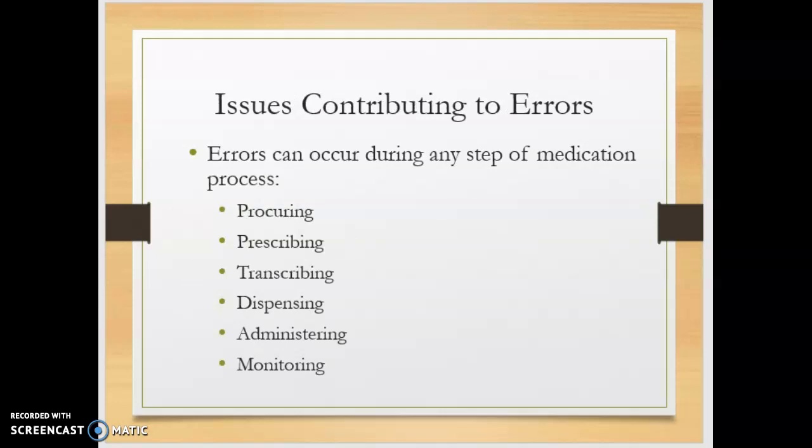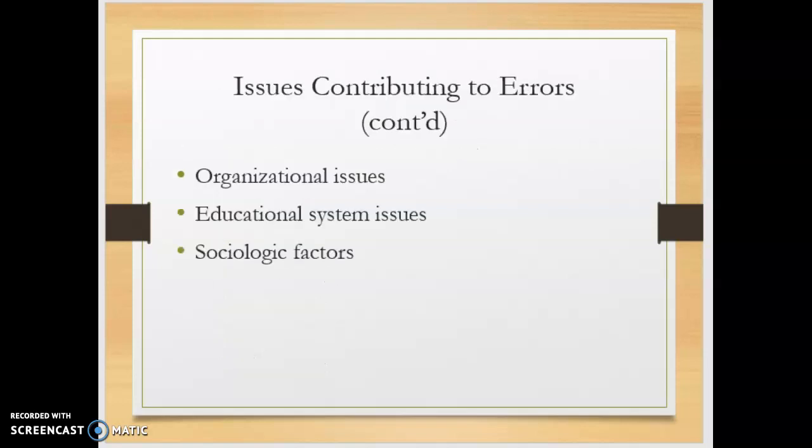Errors can occur at any step of the process: procuring the medication, prescribing, transcribing, dispensing, administering, or monitoring. Now, most of the errors that you're going to see as a nurse will occur in the administration of medication. The number one reason that errors occur in administration is a result of distraction. It's really important that as a nurse, you learn to focus on what you're doing when you're doing it, and particularly when you're administering medications.